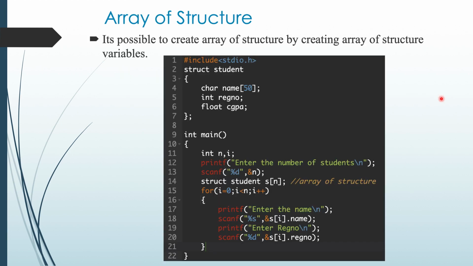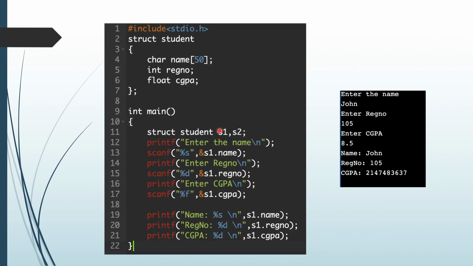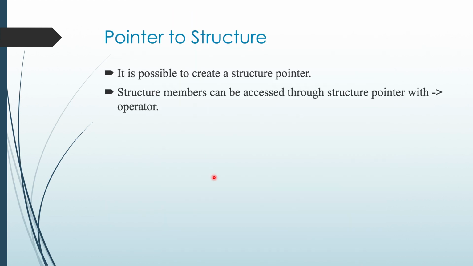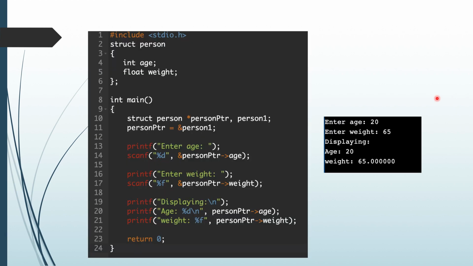In the previous case, if it is a normal structure variable s1, s2, then we use the dot operator: s1.name, s1.registration number. The dot operator is used to access the structure members. In case it is a structure pointer, then we have to use the arrow operator. The arrow operator is nothing but a hyphen and the greater than symbol together. So let's see a program, how we access this.